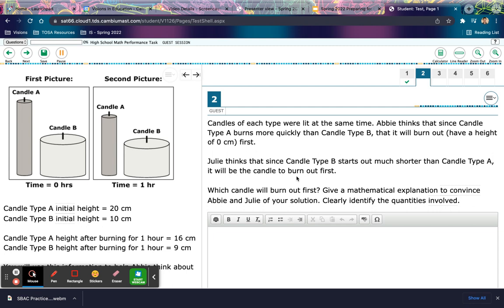So now you're thinking, it's saying, it's setting up a scenario. The candles of each type were lit at the same time. And Abby thinks that candle A will burn more quickly than candle B and get down to 0 centimeters first. Julie thinks that candle B will burn quicker because it's shorter. Okay, so now she says, which candle will burn out first? Give a mathematical explanation to convince Abby and Julie of your solution. Clearly identify the quantities involved.